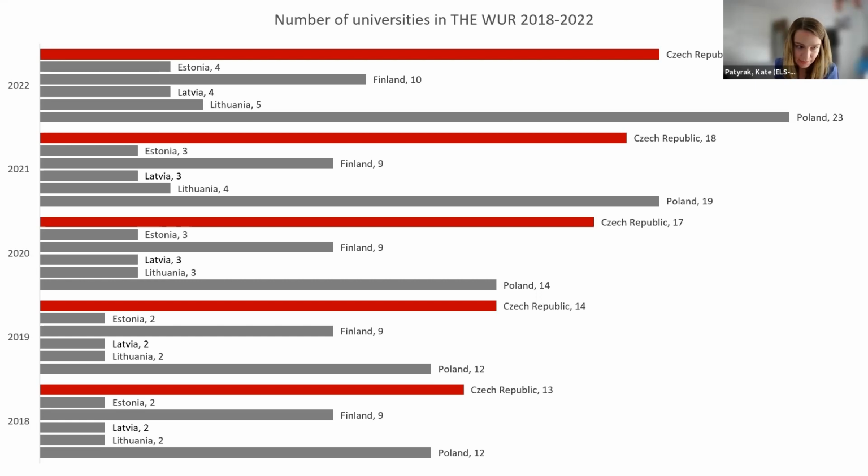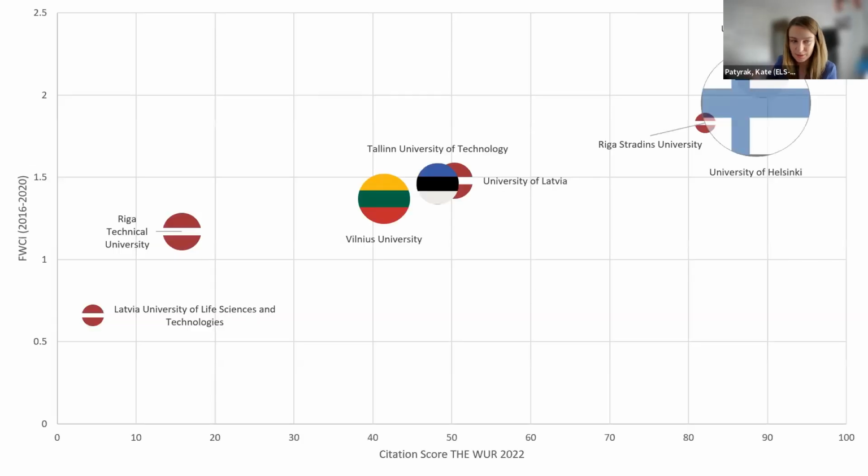Looking at, let's say, Lithuania, we had 2 universities in 2018. Now in 2020, we have 5 universities in Lithuania. So we see that more and more universities are above the thresholds, and they accomplish to be in THE World University Rankings. So now the question is how we are working on the quality.